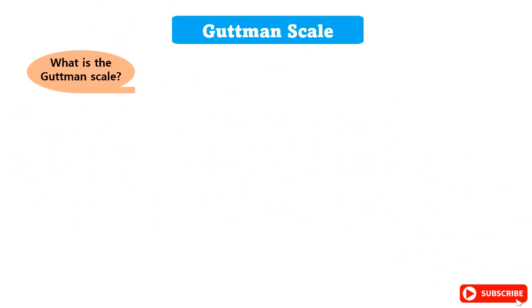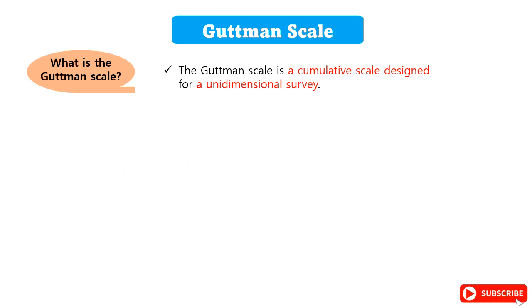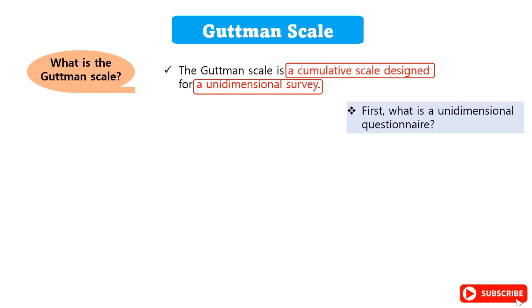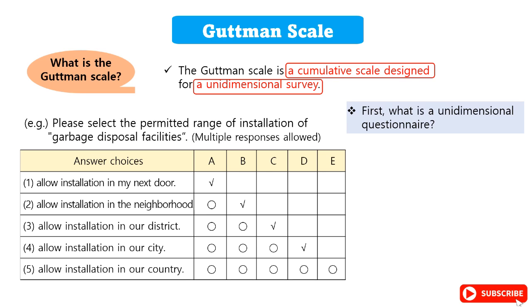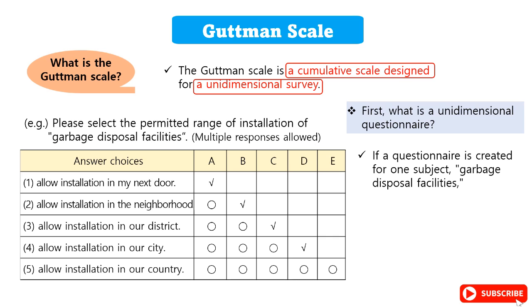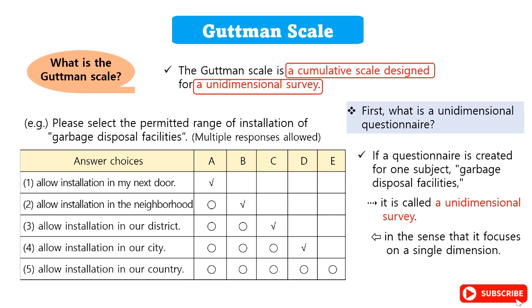The Guttman scale is a cumulative scale designed for a unidimensional survey. Here come the difficult words: unidimensional questionnaire and cumulative design. First, what is a unidimensional questionnaire? For example, as shown in the figure, if a questionnaire is created for one subject, garbage disposal facilities, it is called a unidimensional survey in the sense that it focuses on a single dimension.